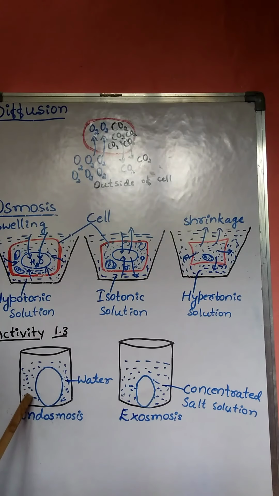In this setup, we can observe the swelling of the egg. The egg which is placed in pure water swells up due to endosmosis, means movement of water from outside to inside. Whereas the egg placed in concentrated salt solution shrinks. Here we can observe shrinkage due to exosmosis, means movement of water from inside to outside. This is about the activity, endosmosis and exosmosis. Thank you.